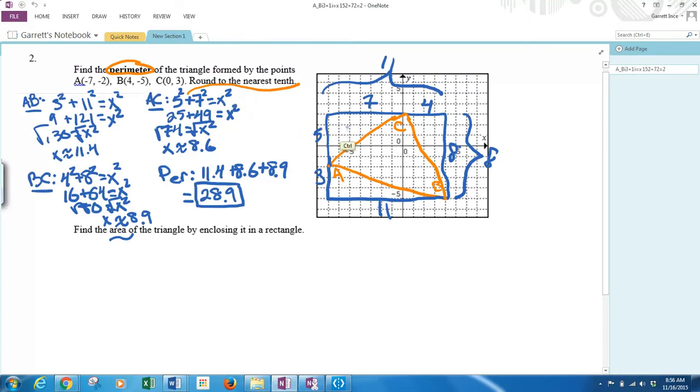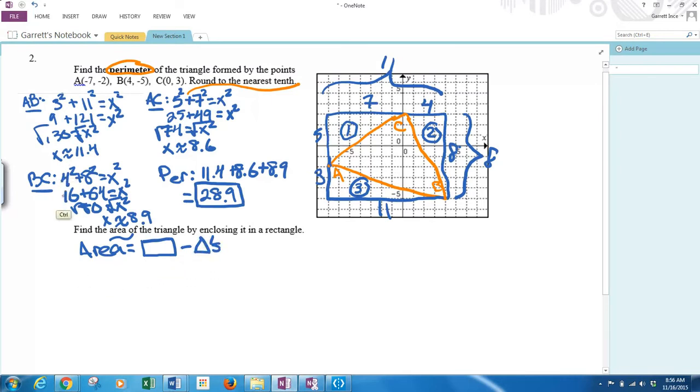And in order to organize my work, I'm going to call this triangle 1. I'm going to call this triangle 2. And I'm going to call this triangle 3. I'm reminding myself that the area of what I want is equal to the area of the rectangle minus the area of the 3 triangles.